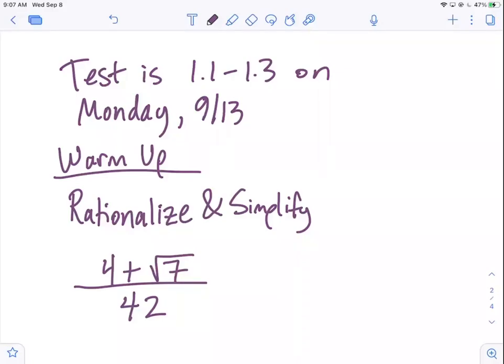All right, so officially, if you're watching the video, the test is going to be 1-1 through 1-3. It's going to be moved to Monday the 13th.